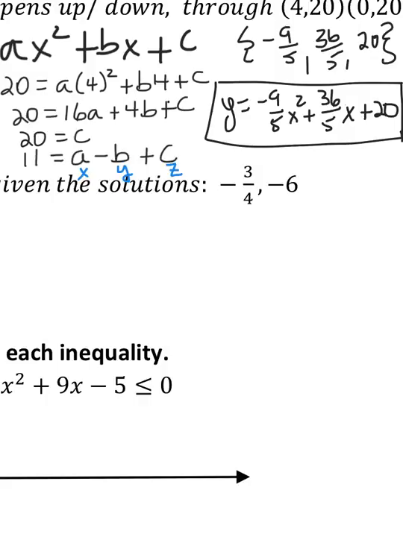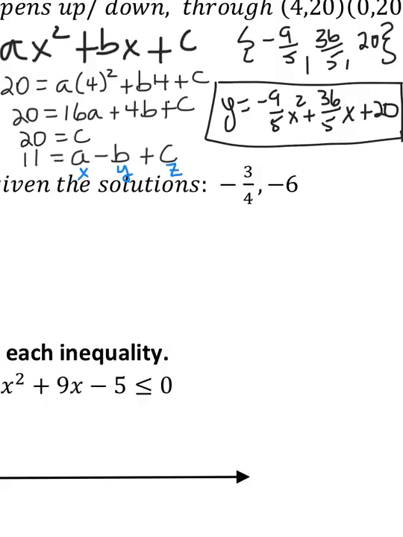And when you solve the system, you get a is negative 9/5, b is 36 over 5, and c is 20. So when we put it into our quadratic equation, this is going to be our a, b, and c. So a ends up being negative 9/5, b is 36 over 5, and c is 20. And that's it.